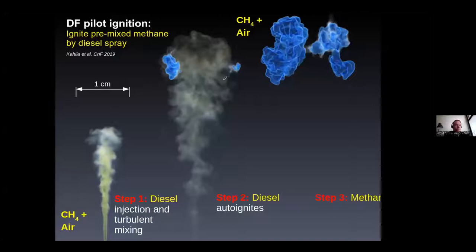So what is dual fuel pilot ignition? What we want is to ignite premixed methane by diesel. So in the ambient you have CH4 plus air, which is hot, otherwise it wouldn't ignite. And you inject the diesel as step one. So you have mixing of a diesel cloud over here in step one. And in step two, this diesel is auto-igniting. So you have ignition typically here in the tip of the spray.